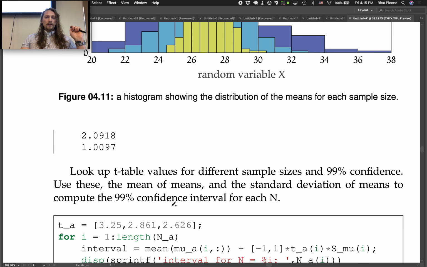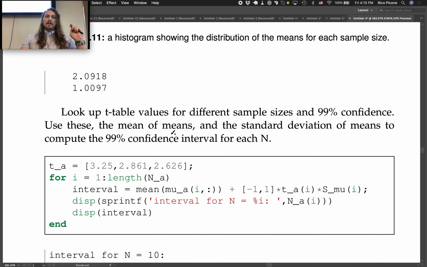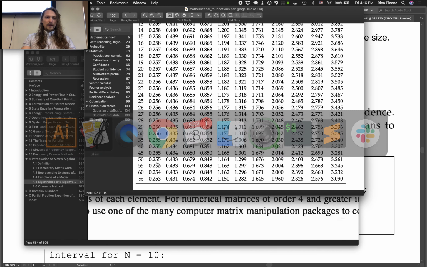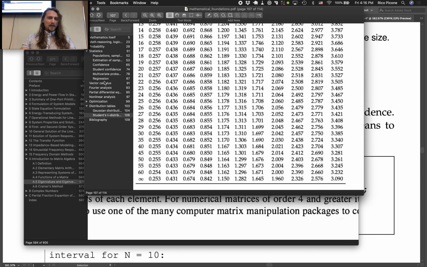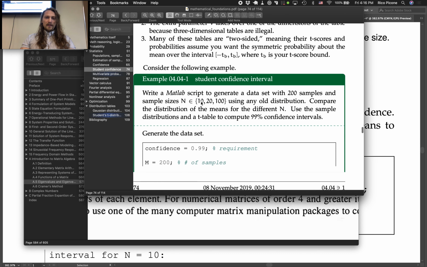Look up t-table values, so those got smaller as you increased n, right? Look up t-table values for different sample sizes and 99% confidence. Use these, the mean of means, and the standard deviation of means to compute the 99% confidence interval for each n. So, actually, these are incorrect values. I updated this in the notes, and I don't know why. That's what I was looking ahead. This is a slightly outdated version. There is the version that's currently live, and unfortunately not the one we have before us, but is given here.